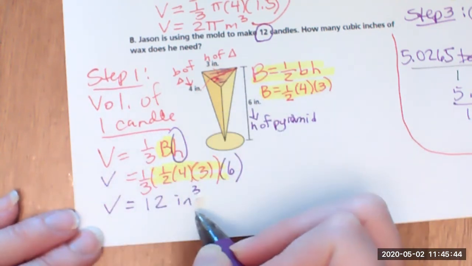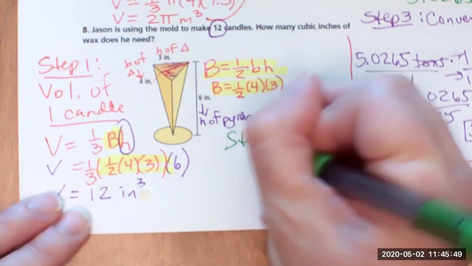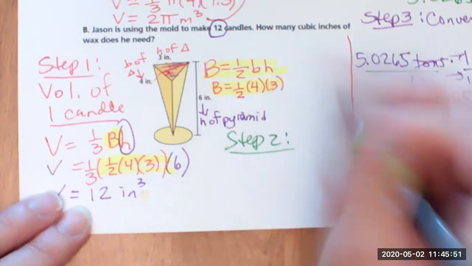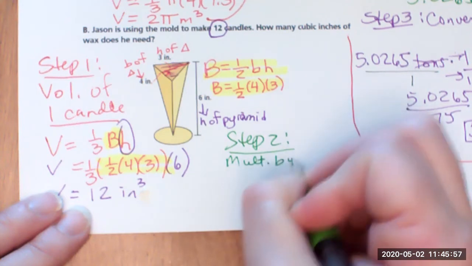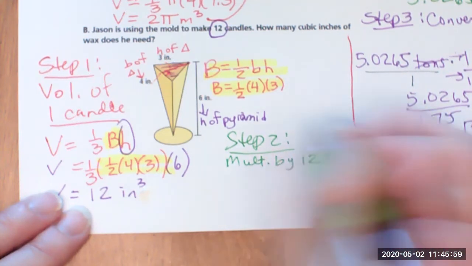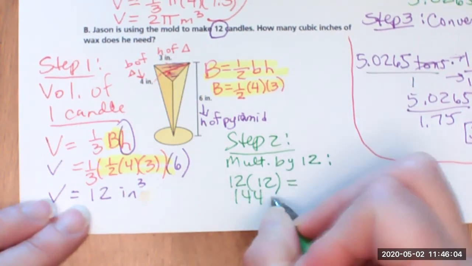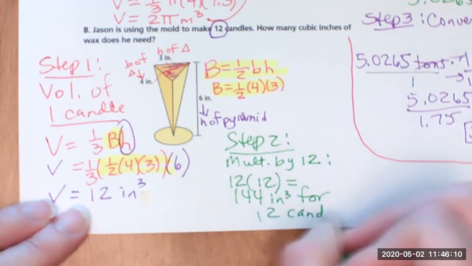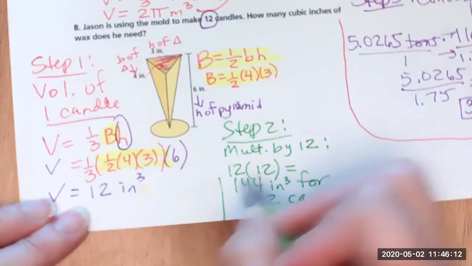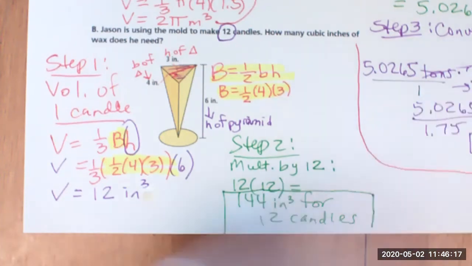So that's the volume of one candle. And of course, very simply, step 2 is multiply by 12 to get the volume of 12 candles. So now we've got 12 times 12 equals 144 inches cubed for 12 candles. All right, so again, pause if you need to.